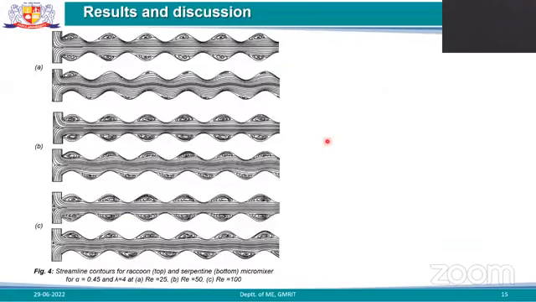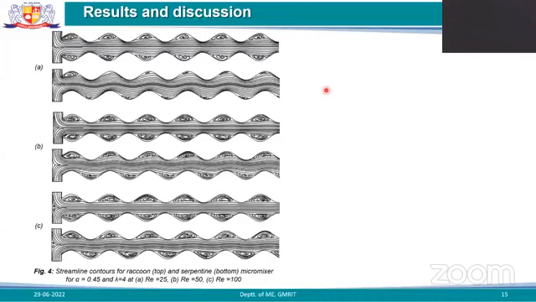Now we come to the results. These are the streamline contours for both cases, the wavy type of channel and the serpentine type of channel. A, B, C, D are for three different Reynolds numbers. The first pair is for Reynolds number 25, the second pair is for 50, and the third pair is 100. For a particular alpha and lambda, the geometry is the same, the wavelength and the amplitude are the same, and only the Reynolds number is varied. So the dimensions are the same and only the flow rate changes.